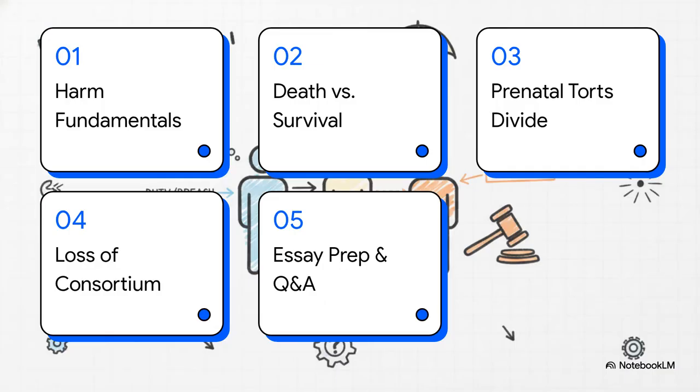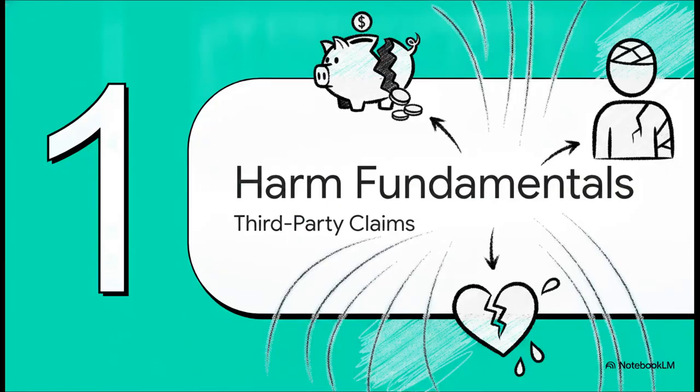Here's our roadmap for this review session. We'll start with 1. Third-party harm fundamentals. Then 2. Wrongful death versus survival. 3. The prenatal torts divide. 4. Loss of consortium. And finally, 5. Essay prep and a quick Socratic Q&A. We're moving chronologically from the basics, through those heavy-hitting landmark cases, and finishing strong to really lock in your active recall. Section 1. Third-party harm fundamentals.